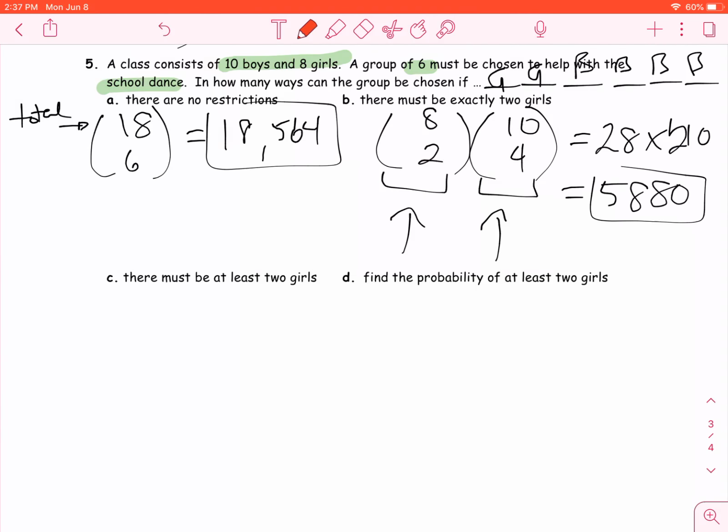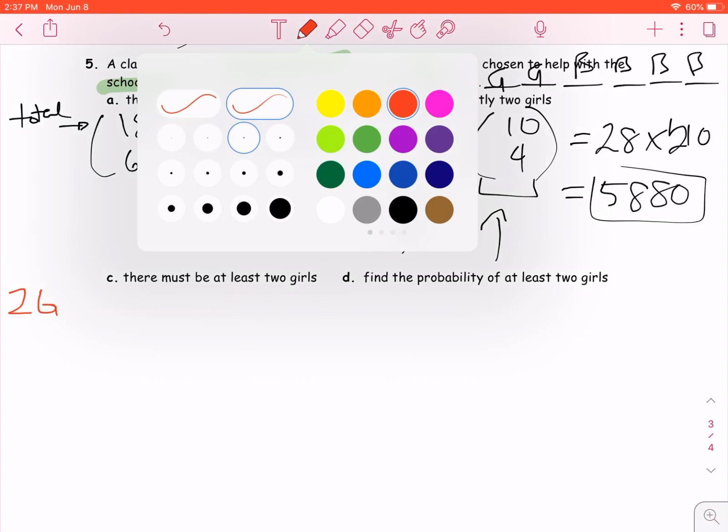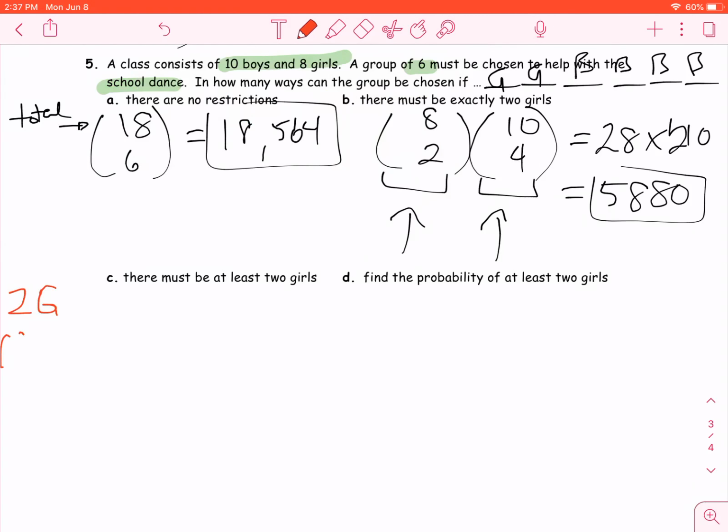So what we'll do separately is consider if there were 2 girls. Out of a membership of 8, we choose 2 girls. That means out of the 10 boys, 4 are chosen. We'll consider what happens if there were 3 girls. It would be 8 choose 3, and that gives me 3 spots for the boys. I'll consider if there's 4 girls.